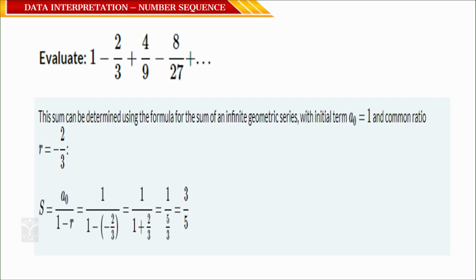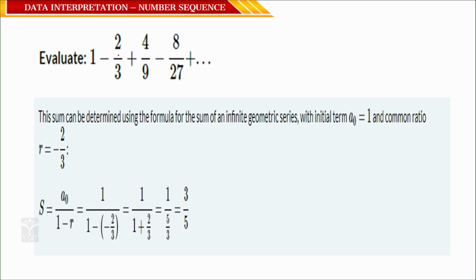Now coming to the question here. 1 minus 2 by 3 plus 4 by 9 minus 8 by 27. What is the next number? Can you assume it? This is 1 and minus. So minus and plus come alternately. So plus comes. What is the next number?